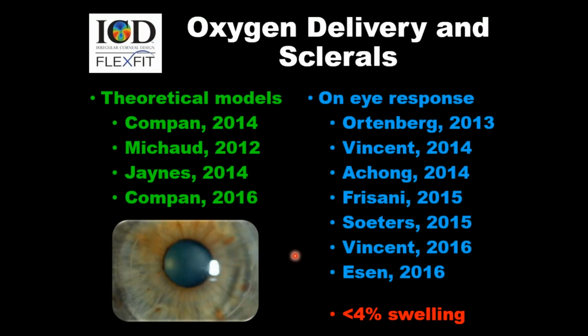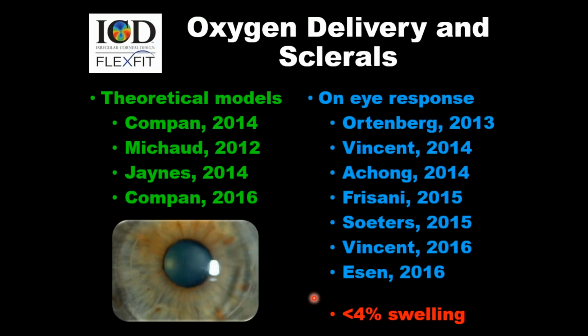And I think we can say today, with the volume of studies, and there was a new one just recently published a month or so ago, that seems to be indicating the corneal swelling that we're seeing is under 4%. It's under the physiologic swelling that we normally would see overnight with the closed eye wear of the patient. So oxygen permeability does not appear to be a major issue in scleral lenses.